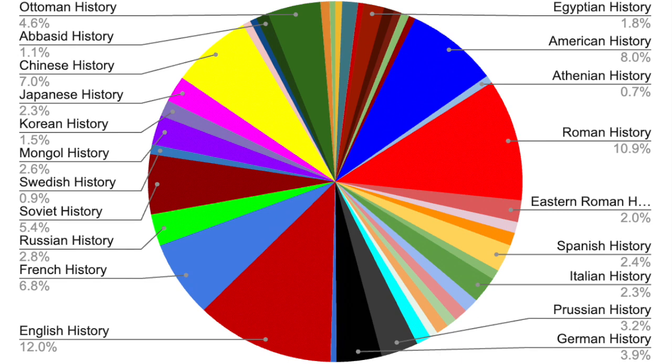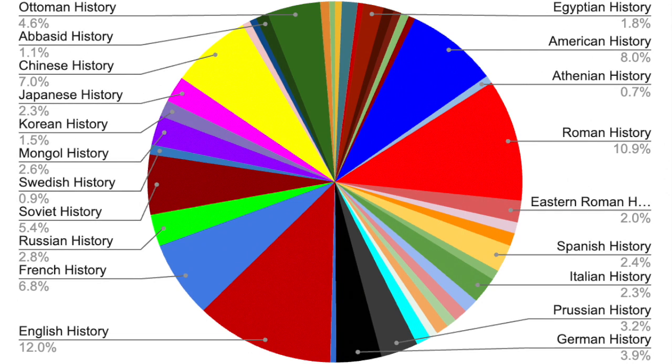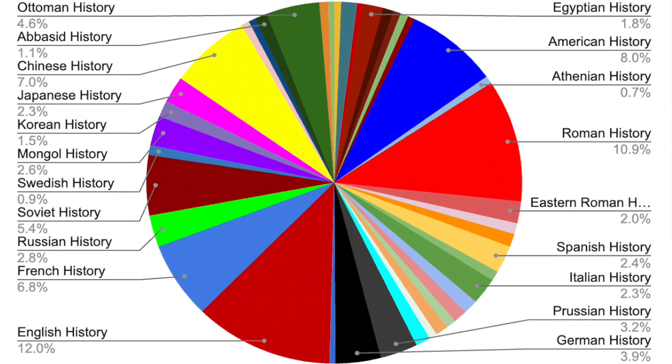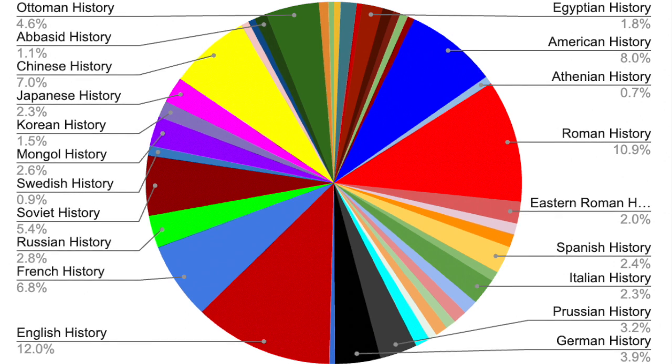Then, of course, to no one's surprise, Roman history was next with a full 10.9%, so almost 11%. But that said, the next was American history at 8%, and so we can really see that English and American history is very popular. And I think part of the reason English history is popular is because American history is popular. A lot of Americans watching. And because American history doesn't go back that far, a lot of it ends up being transferred to English history. So basically, English, Roman, and American are the top three countries' histories to cover.